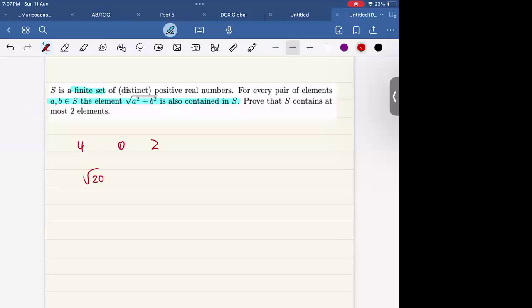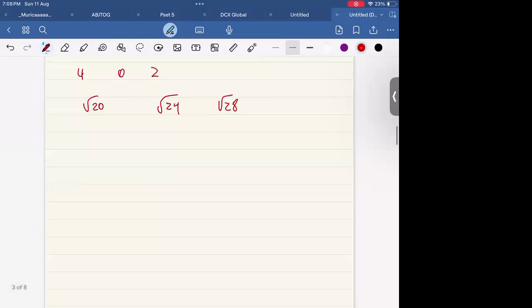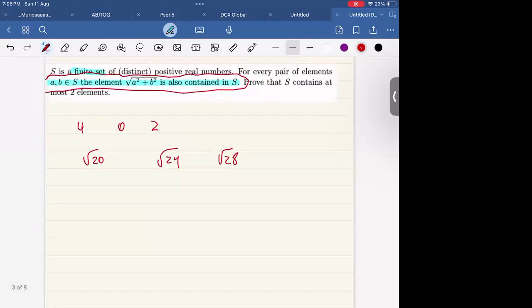Is that fine? And then you can keep on getting root over 24, root over 28, etc. And if you notice, for it to satisfy this property, if it doesn't contain two elements, then you soon might start to notice that this set will turn out to be infinite. So how do you formalize this? This is where the extremal principle is very useful.